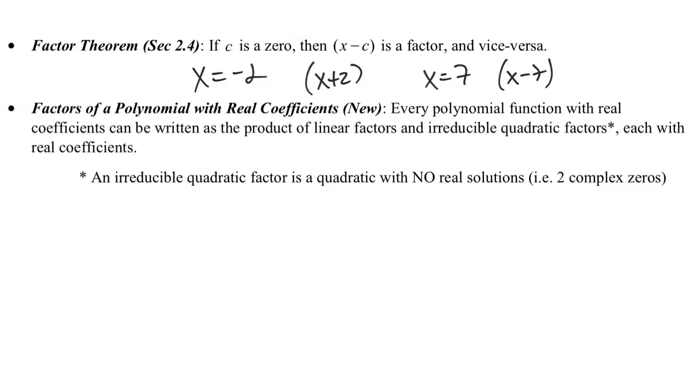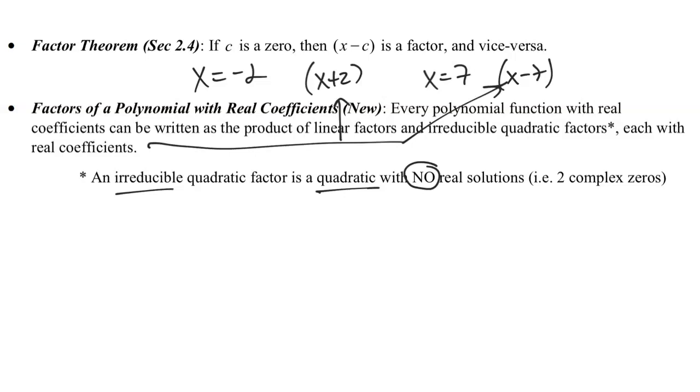So every polynomial function with real coefficients can be written as the product of linear factors. So what's an example of a linear factor? That would be like x plus 2 or x minus 7, and an irreducible quadratic factor with real coefficients. Now, what is an irreducible quadratic factor? It is a quadratic that has no real solutions, meaning both of its zeros are imaginary.